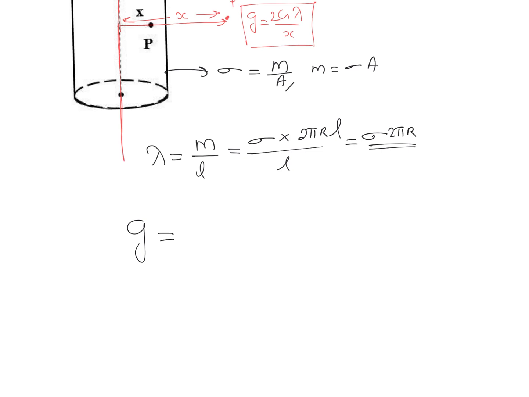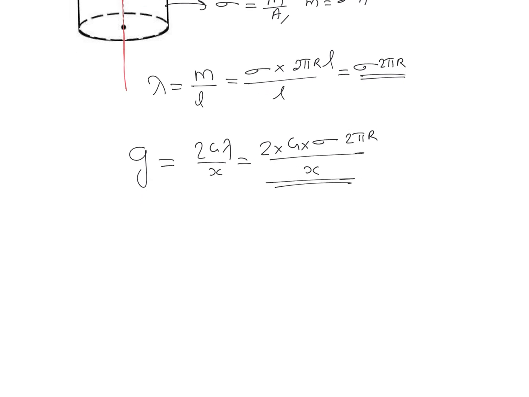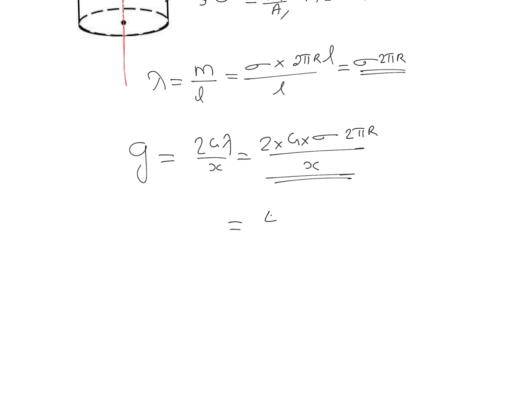That is nothing but 2G lambda divided by x. So you can write 2 into G into lambda in terms of sigma: sigma into 2 pi r divided by the distance, which we can take as x. So this is equal to 2 into 2, that is 4 into G into sigma pi into r divided by x, which is the value of the gravitational field outside.